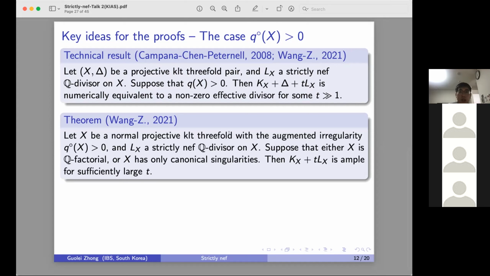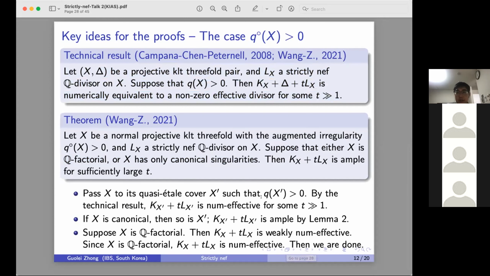Okay. So we consider a projective KLT threefold with the augmented irregularity q greater than 0, and there is a strict Q-divisor LX here. And suppose that either X is Q-factorial or X has only canonical singularities. Then we can show Kx plus TLX is ample. Note that this condition, Q-factorial or canonical singularity, is just because we need to apply our previous lemmas from nefness to ampleness.